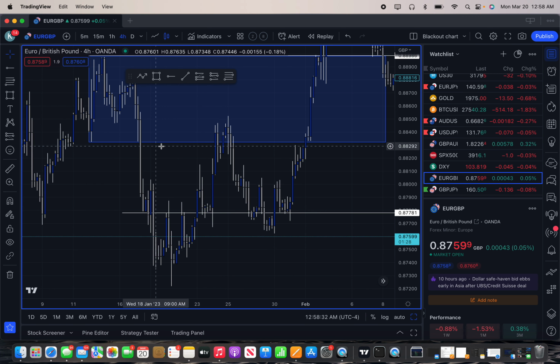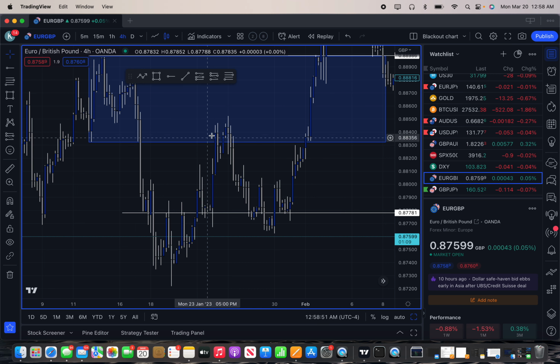Look at this right here. So when price formed this supply zone, it was Tuesday, January 17th. When it came back and retested it, it was Tuesday, January 24th. So a whole 7 days before it came back and retested it.